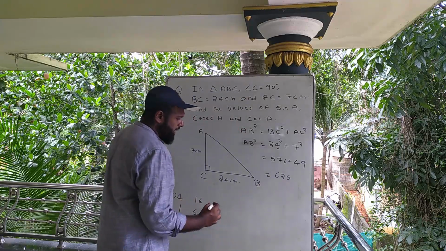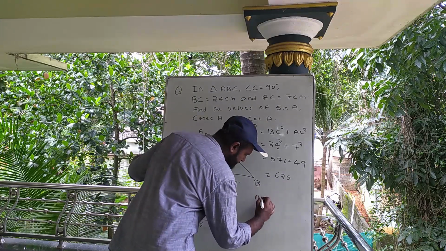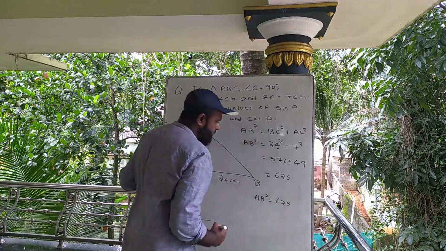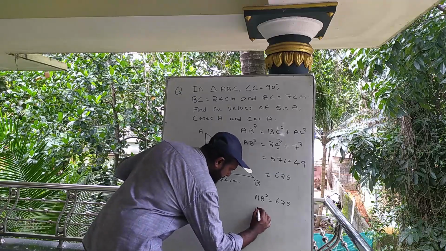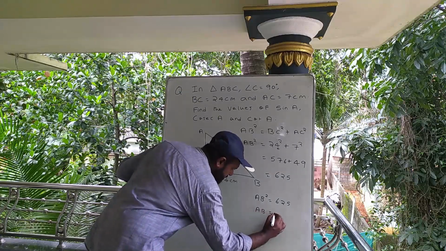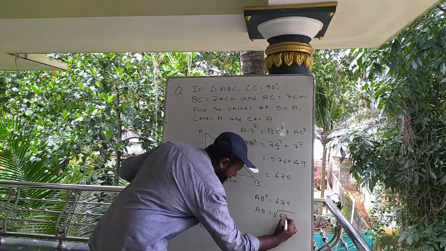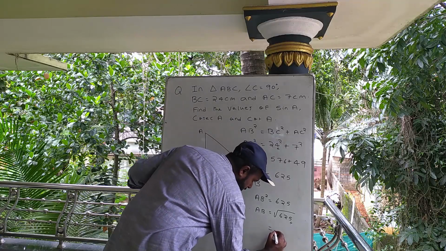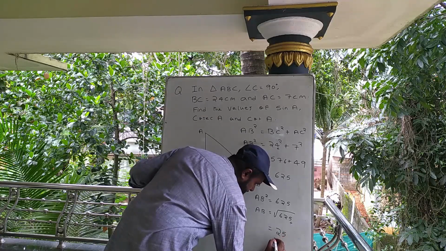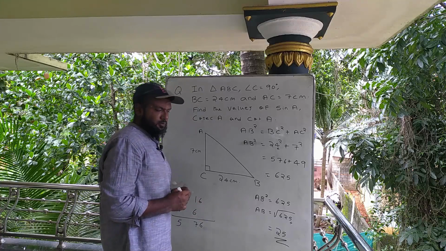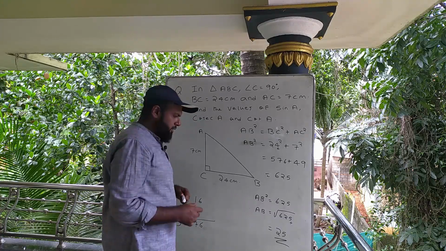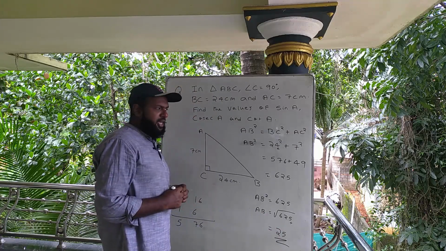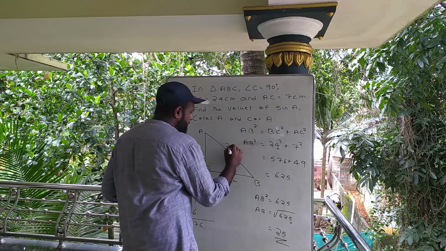Here AB square equal to 625. Here AB equal to square root of 625. What is the square root of 625? Square root of 625 equal to 25. So AB equal to 25.